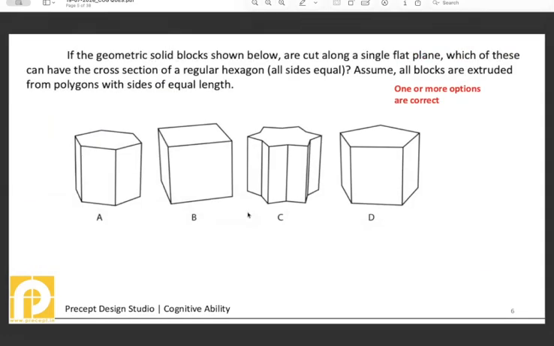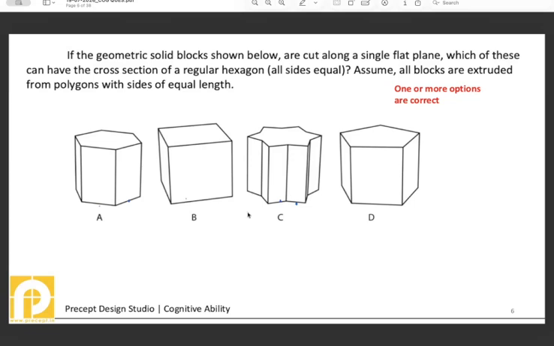If the geometric solid blocks shown below are cut along a single flat plane, which of these can have a cross-section of a regular hexagon with all sides equal? Assume that the blocks are extruded from polygons with sides of equal length. Okay. We assume that these blocks are extruded from a polygon with sides of equal length, which means all these sides are equal. So we have to now find which of these will cut a cross-section of a regular hexagon.